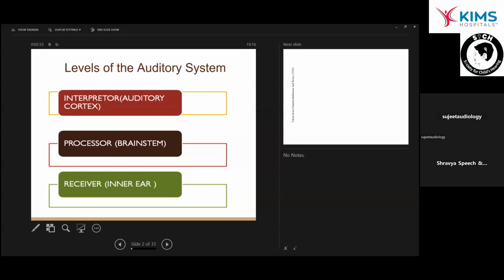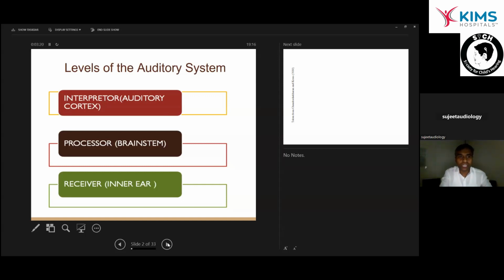of the sound. So many things will happen at the level of the brainstem, and then once the signal reaches the auditory cortex, it assigns a meaning to the sound which is reaching the auditory cortex. So it is doing the work of an interpreter. It interprets what is coming to the auditory cortical system.